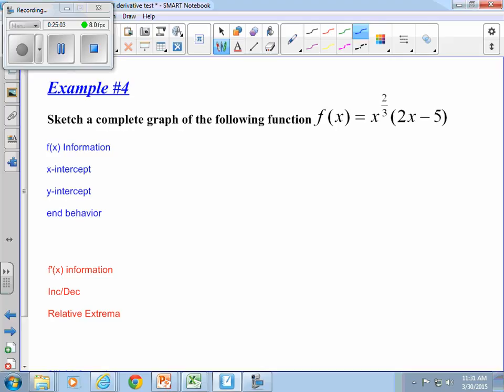Could I find the x-intercepts? What are they? 0. Good. And 2.5. Could I find the y-intercept? If you have an x-intercept of 0, the y-intercept has to be 0. That's not a new point.